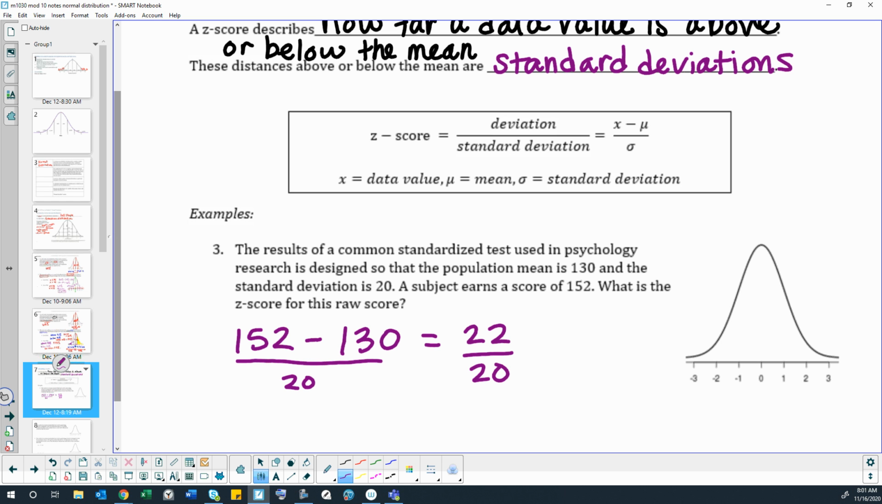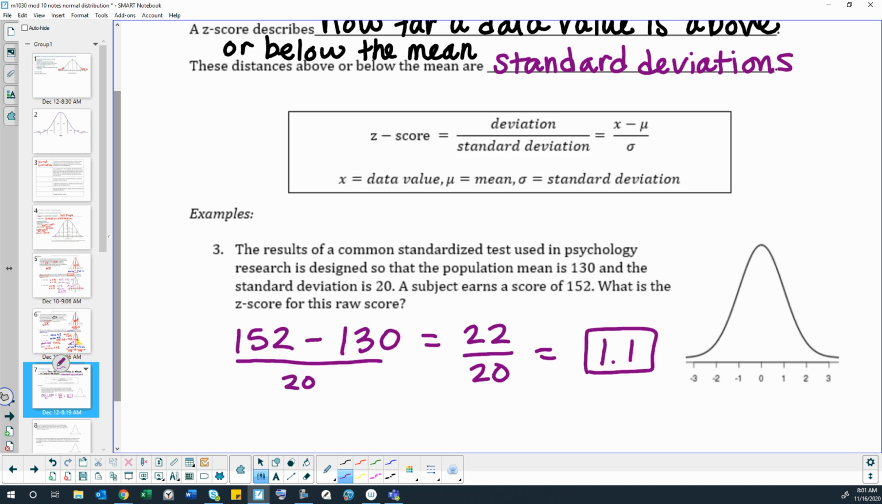And yes, we're going to get a decimal. Z-scores can be decimals. And that just tells us that it's like between 1 and 2 standard deviations from the mean, right? And how much it is. So go ahead and get a decimal for me on this. Pretty easy, 1.1. So that has a z-score of 1.1.